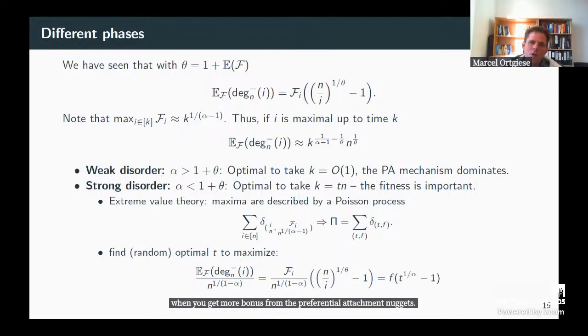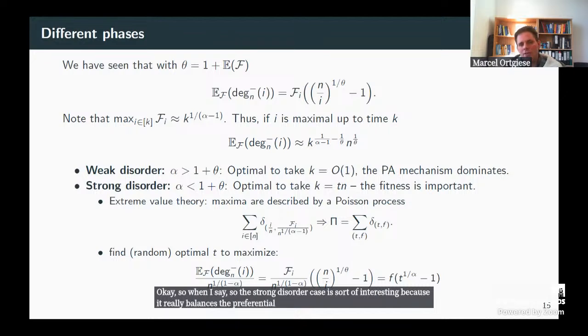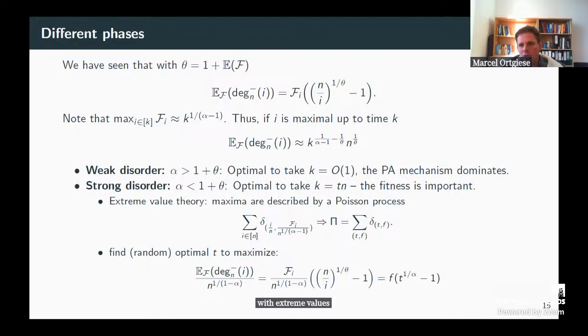Okay, so the strong disorder case is interesting because it really balances the preferential attachment with the extreme values of the fitness in a non-trivial way. Cool, good. Any questions, please just shout.